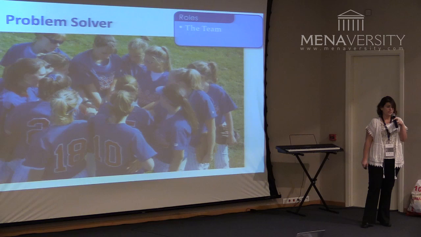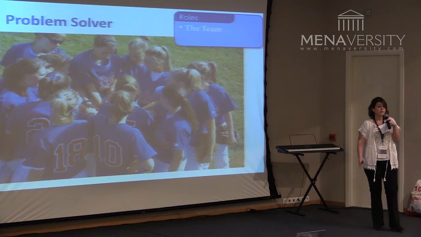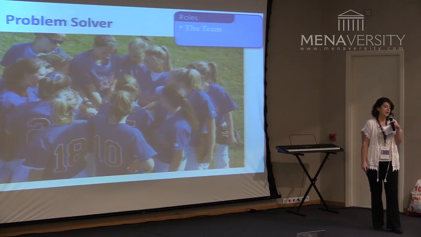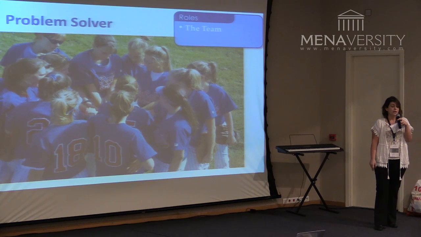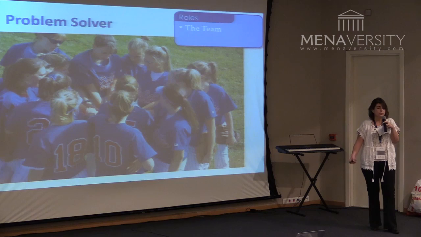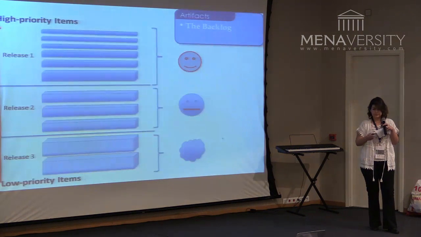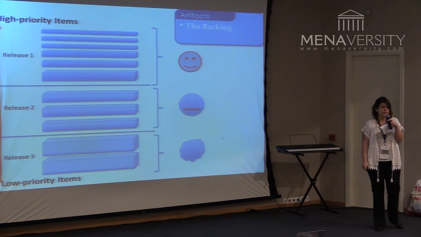Finally, we have the team. This is the engine of Scrum, typically formed of 5 to 9 people in a Scrum framework, should have all the skills needed to build the product, and should be empowered to solve impediments and actually do the work. I am done with the roles. We'll reach the artifacts now.